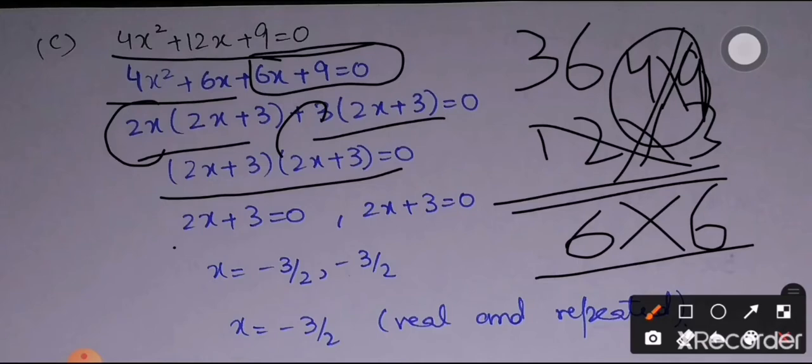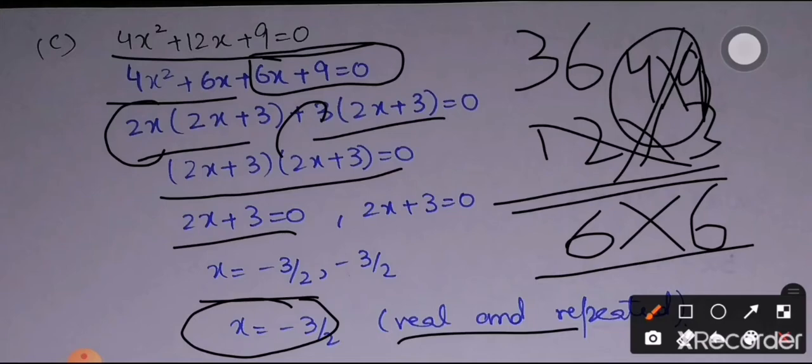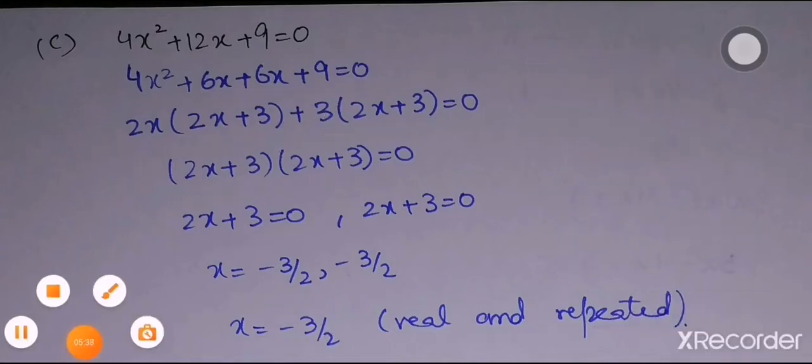Now 2x plus 3 is equal to 0 will give us minus 3 by 2. It really doesn't mean that we are having only one root. It means that we are having repeated roots, real and repeated roots, when we are having the same expression, and it happens when we have a perfect square in the factorization.